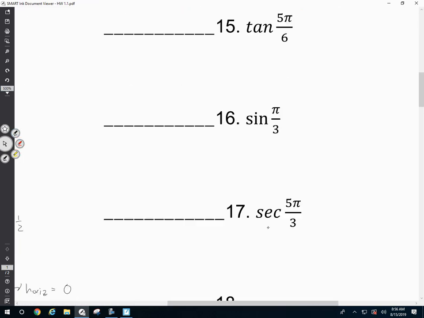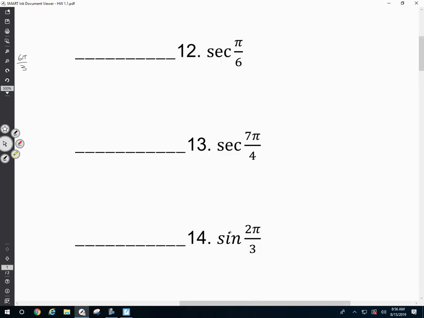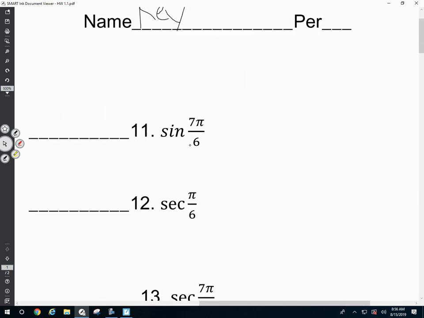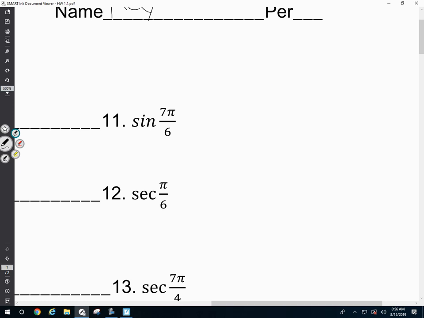All right, popping over to 11. Sine of 7 pi over 6. Okay, I know where 6 pi over 6 is. It's the same as pi. So here's pi, here's 6 pi over 6. So I'm thinking about that first. 6 pi over 6 is just another way to write pi.